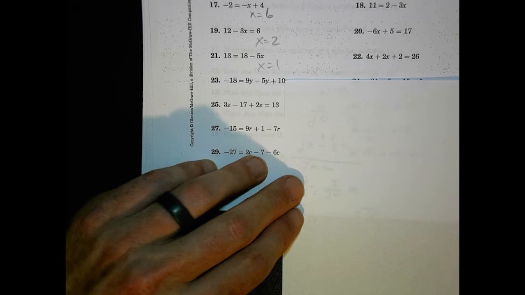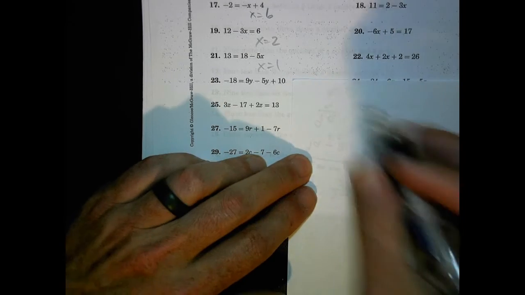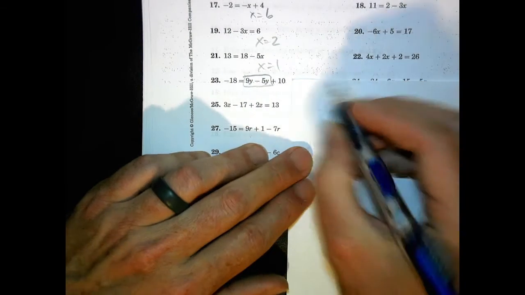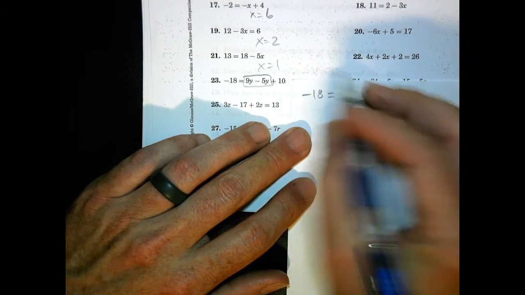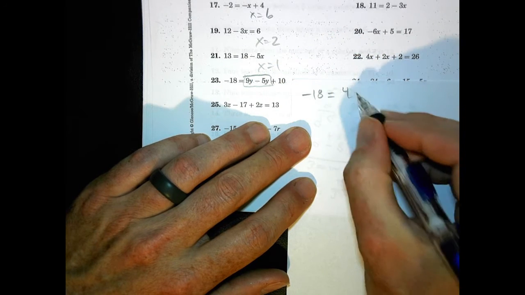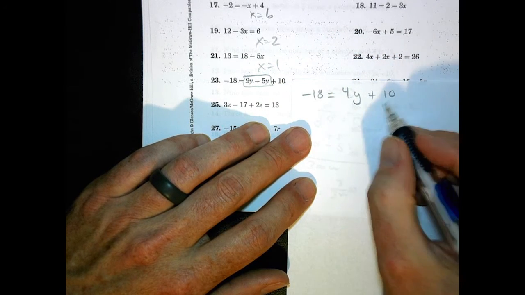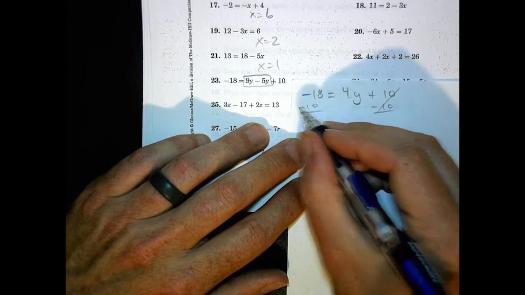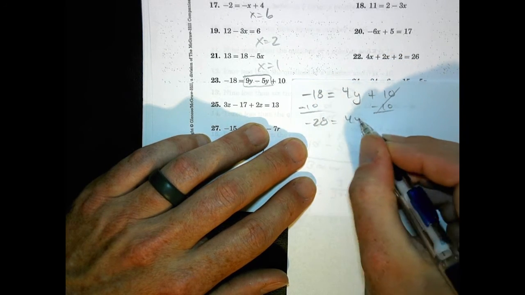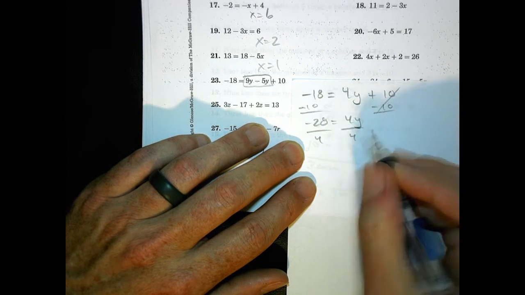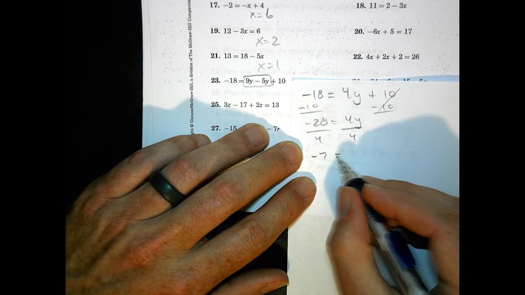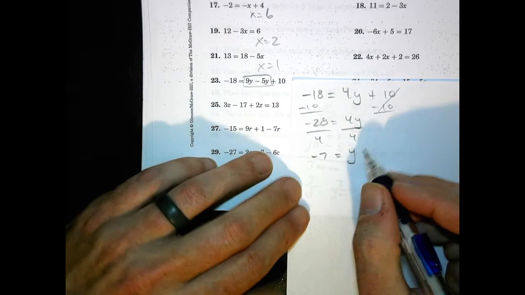Okay, number 23, coming to the end here. Here we're going to combine some terms before we move forward. So let's combine these guys together first and rewrite this as negative 18 equals 9 minus 5 is 4y plus 10. Now I'll subtract 10 from both sides and have negative 28 equals 4y. Divide both sides by 4. Negative 28 divided by 4 is negative 7, which equals y.